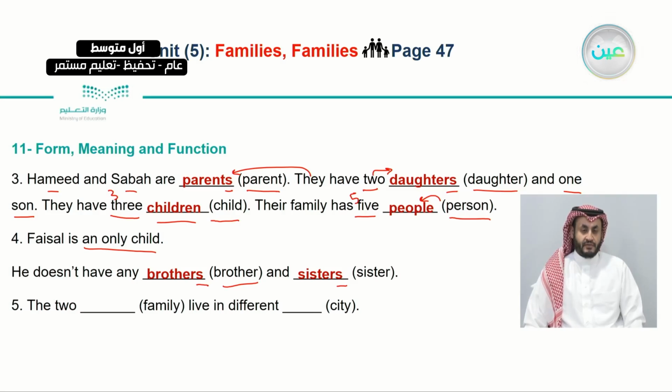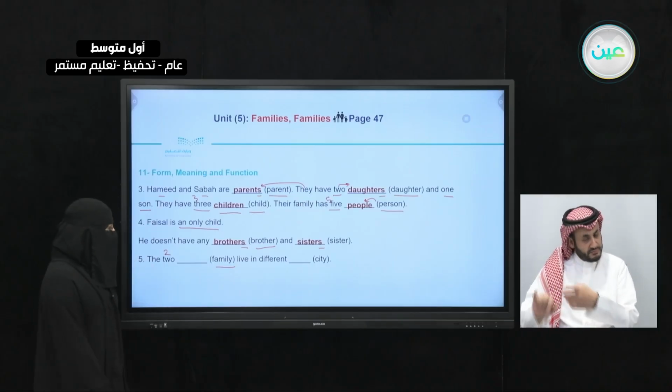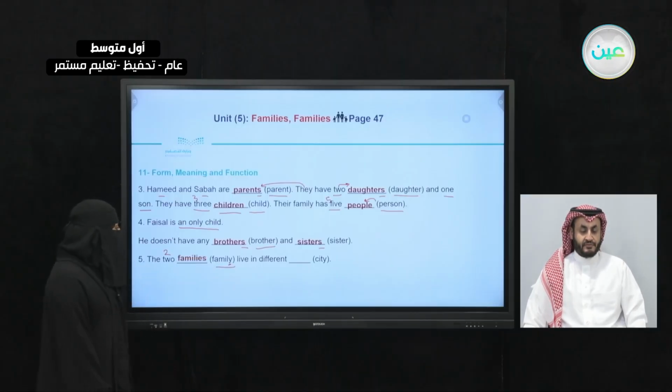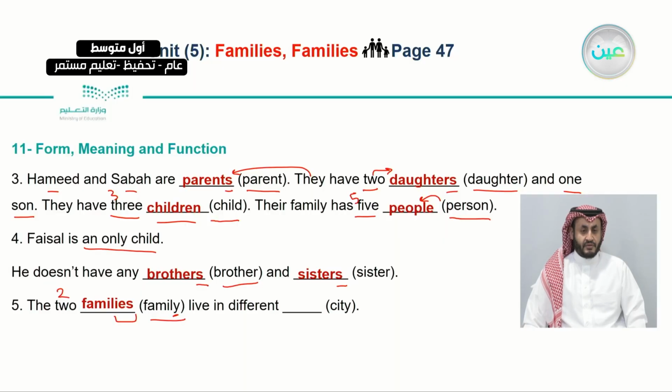The 2 family, we have a number here, 2 or more. In this case, it's a plural. So look at our unit title. Good job. Families, families. And the word right here ends with a Y. So what should I do in this case? Good job. I add IES in order to make it plural. Families, the Y changes into IES. The 2 families live in different space and blank city. City.